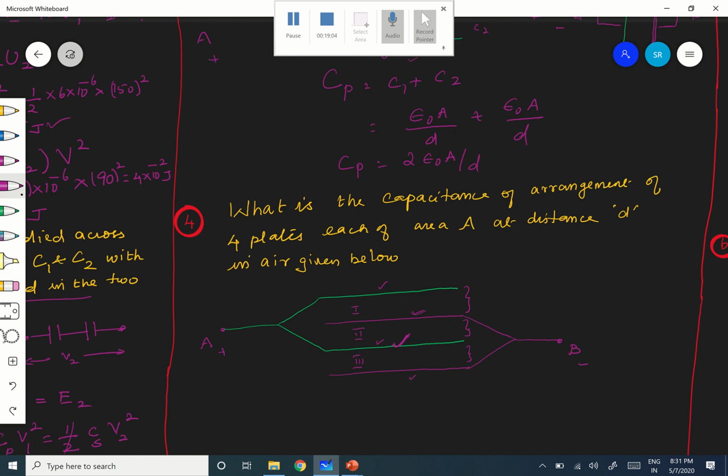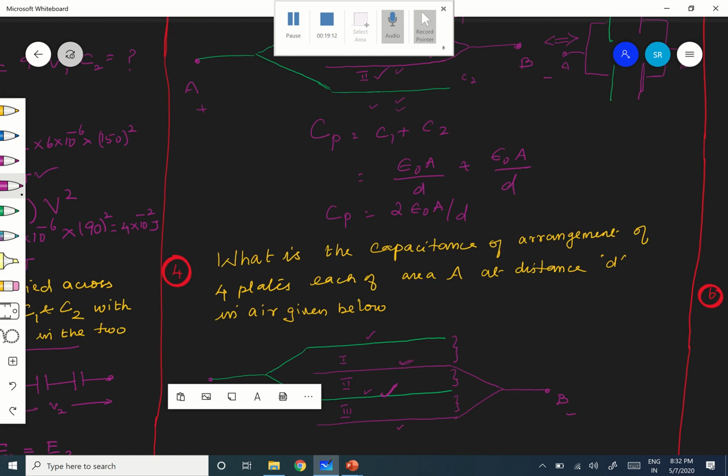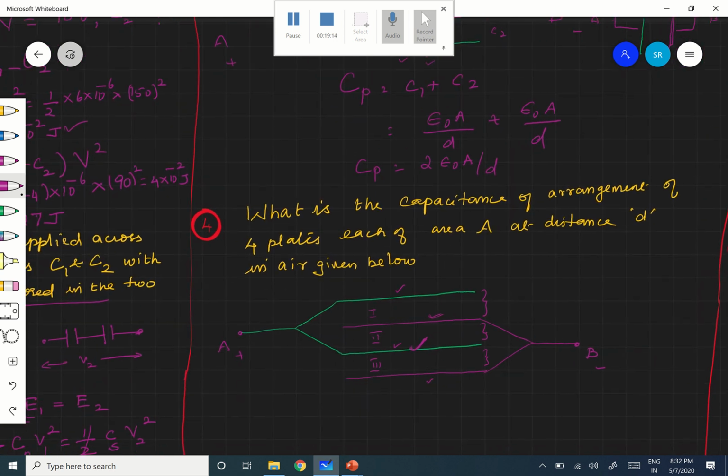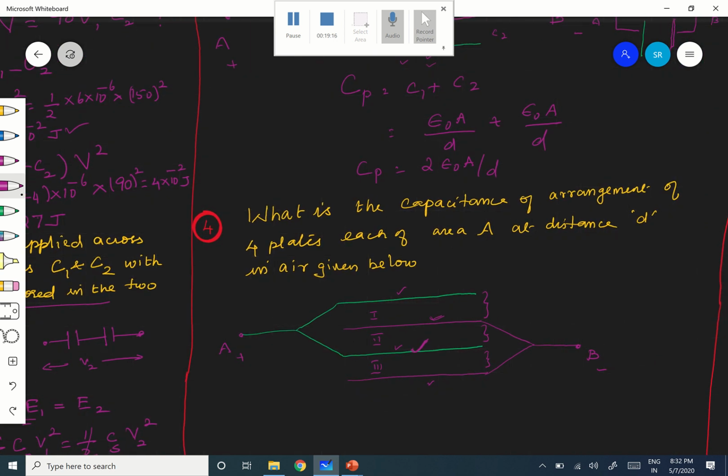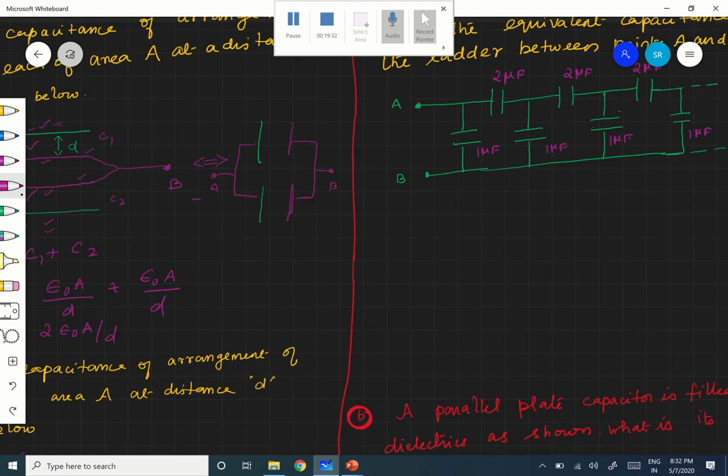Therefore, it is similar to three capacitors which are in parallel. This is also a parallel combination, but of three. Only the plates are four, but the only thing is, how are they connected? That matters, whether it is three or two capacitors. Okay. Therefore, what should be the Cp? I think I can say directly, Cp is equal to 3 epsilon naught A by D. That's it. Very simple, right? Right. Next one.